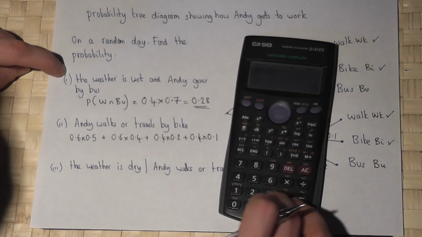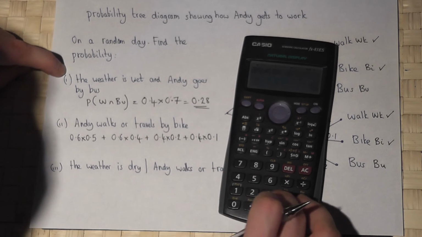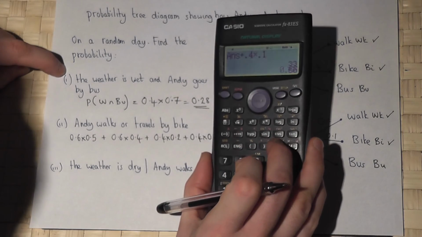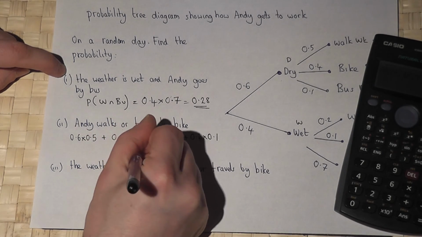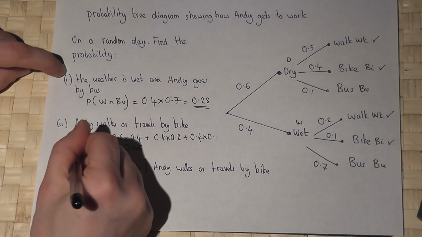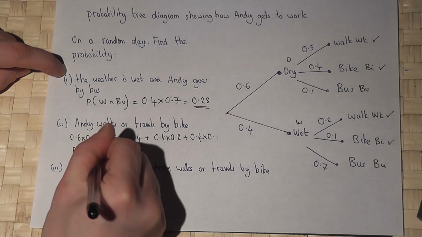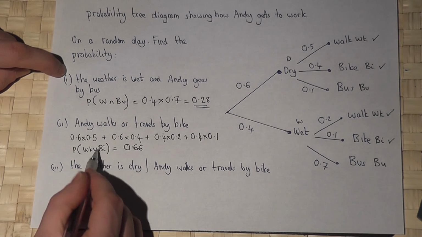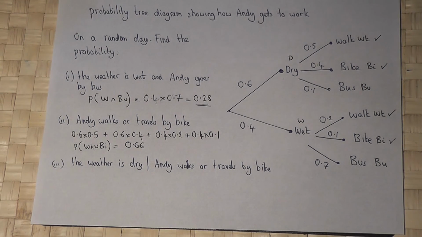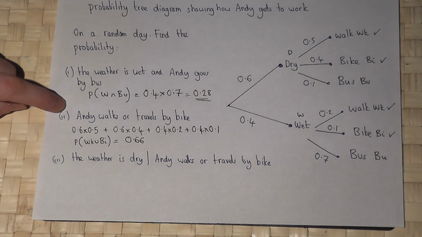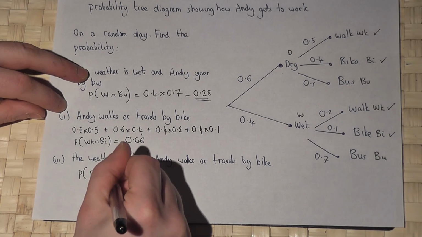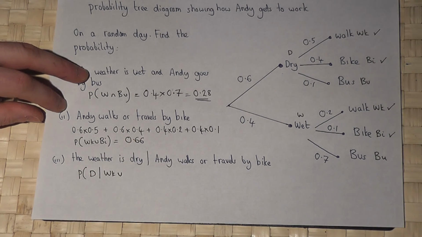0.6 times 0.5 plus 0.6 times 0.4 plus 0.4 times 0.2 plus 0.4 times 0.1, which gives an answer of 0.66. That's the chance that Andy walks or travels by bike. And that simply means or. Okay, now the final part of the question is a conditional question. The question says, what's the chance the weather is dry, which is D, given that Andy walks or travels by bike?